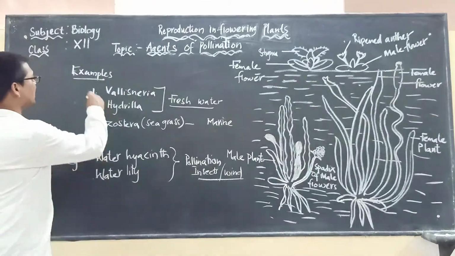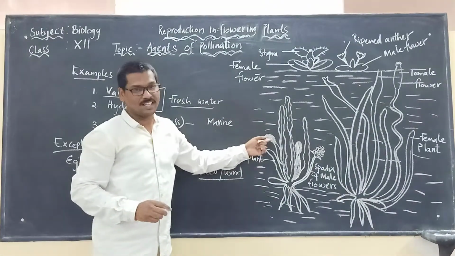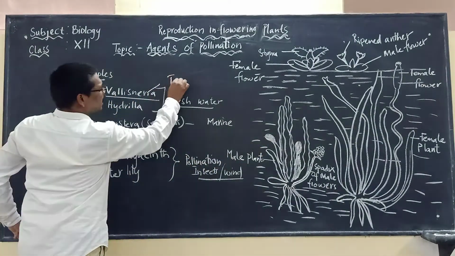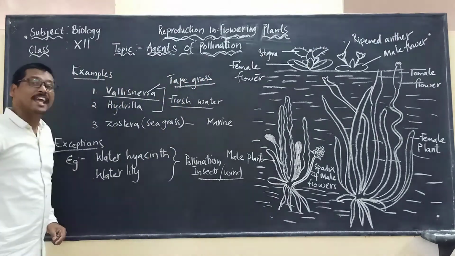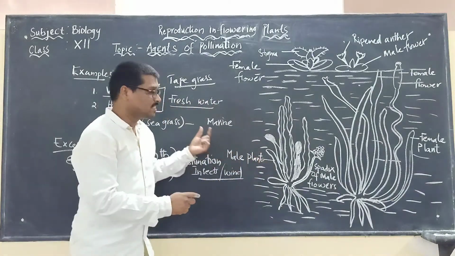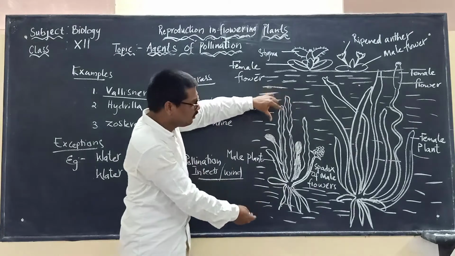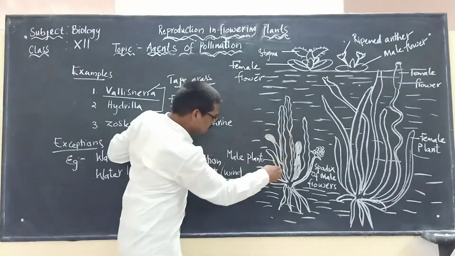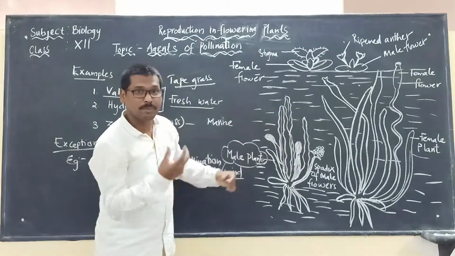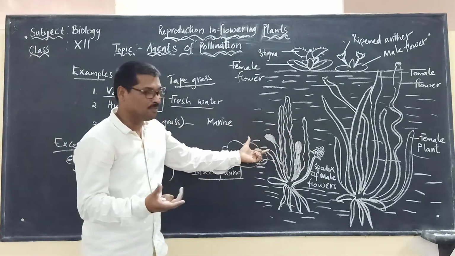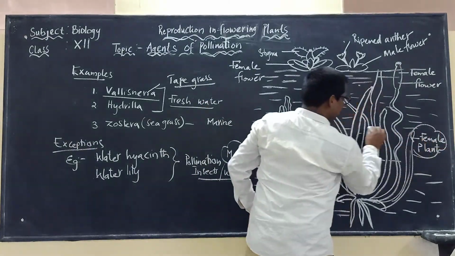Now, if you take the example of Vallisneria, it is also known as the tape grass. Please remember this, another common name is tape grass. It is a freshwater plant. Here we are seeing the male plant. If you look at this diagram, this is the male plant, and it bears the male flowers. And here is the female plant.